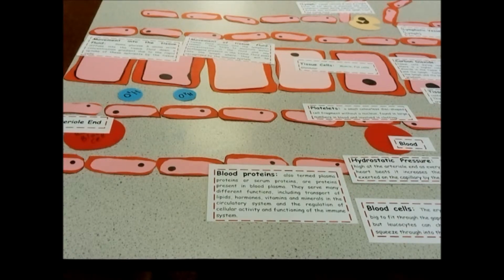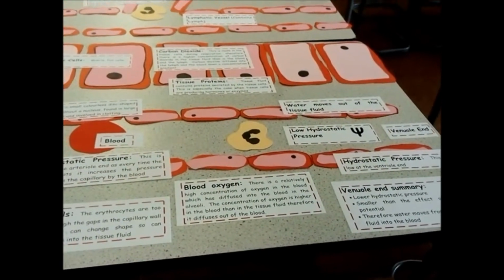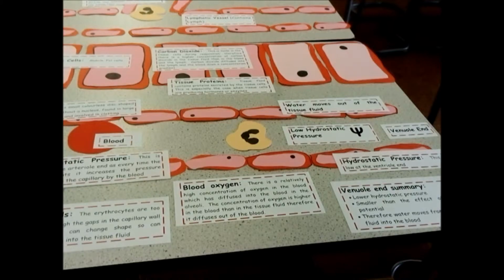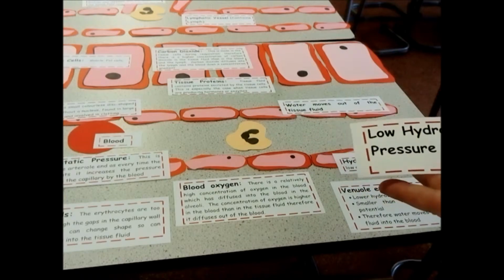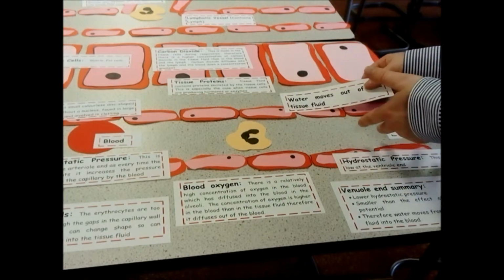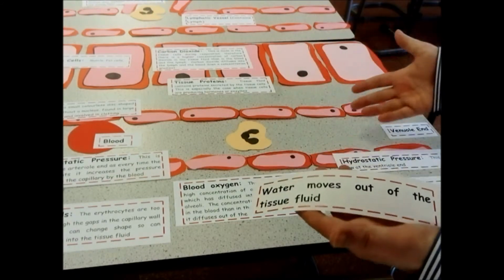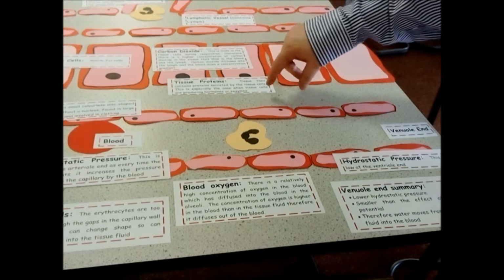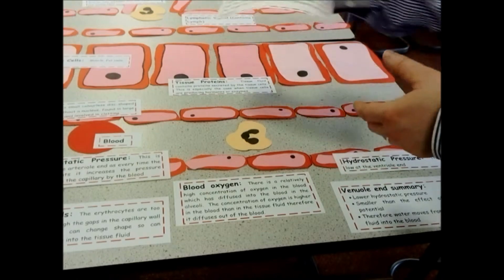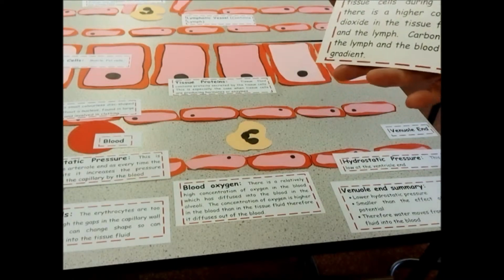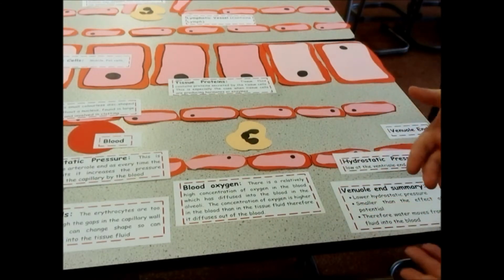At the opposite end, the hydrostatic pressure in the blood in the capillary is a lot lower. So because the blood hydrostatic pressure at the venular end is lower, water moves out of the tissue fluid back into the blood. As it's moving out of the tissue fluid into the blood, it's taking the waste products that are made by the tissues. So for instance, carbon dioxide moves back into the blood, and urea and various other waste products.